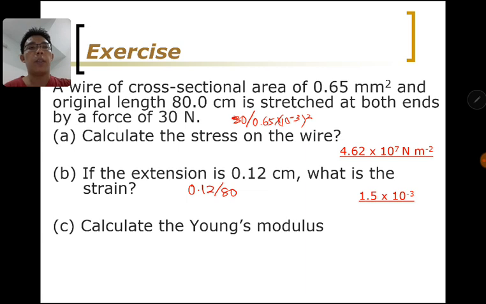Calculate the Young modulus. Young modulus will be stress over strain. E equals stress over strain, which is the answer from A and the answer from B. Then you get the answer.